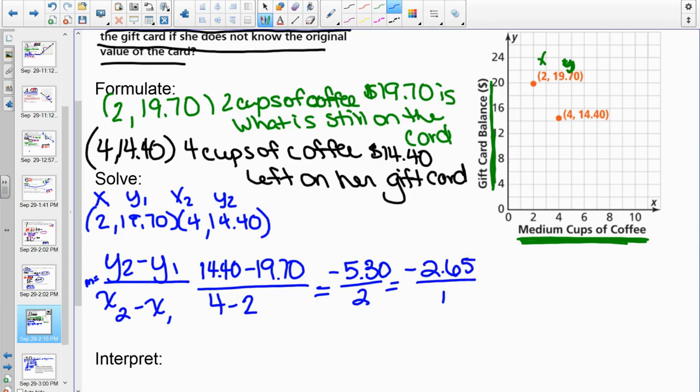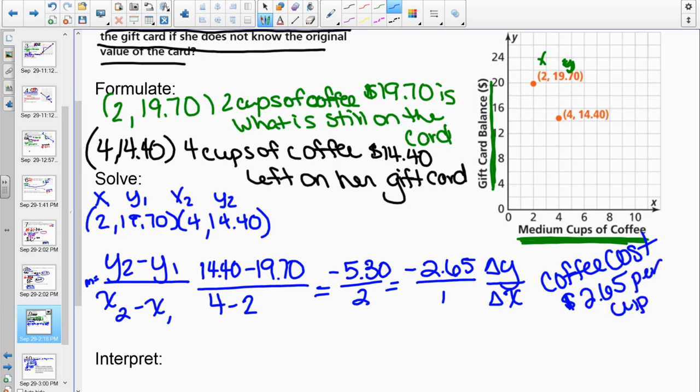So what does that mean? Just make sure our brains are working here. This is the change of y. If I'm looking at my y-axis, this is how much it goes down every cup of coffee. In other words, that medium-sized coffee costs $2.65 per cup.